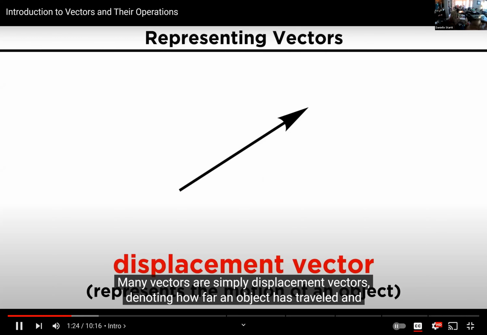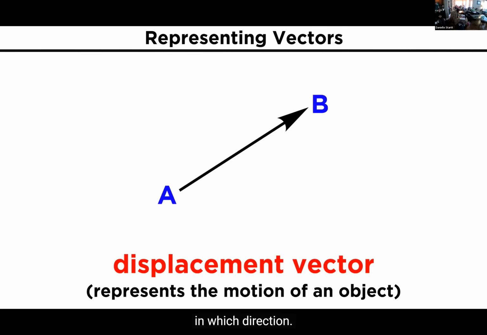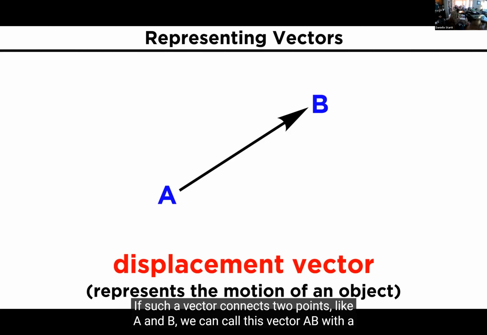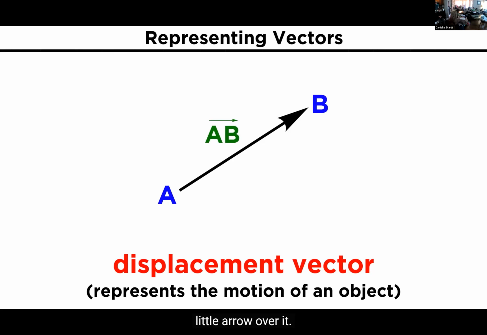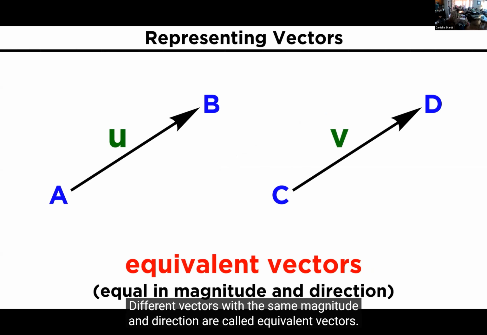There you go. Vectors are simply displacement vectors, denoting how far an object has traveled and in which direction. If such a vector connects 2 points, like A and B, we can call this vector AB with a little arrow label. We can label it that way too, which is different than the last way to represent a vector. We can also just refer to a vector with a letter, like U. Any letter. Different vectors with the same magnitude and direction are called equivalent vectors.